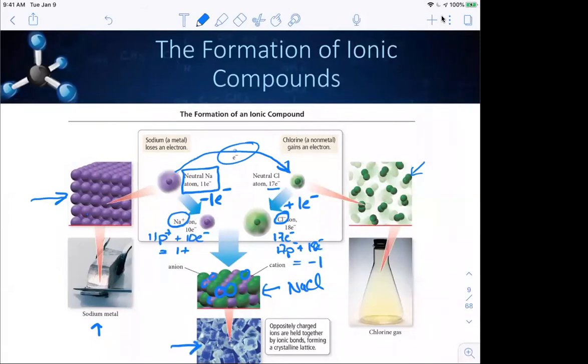This is what it looks like. You've probably all seen table salt. And those oppositely charged ions form these crystals, which is what you're seeing deep down on that molecular level. Those crystals are due to this lattice structure.